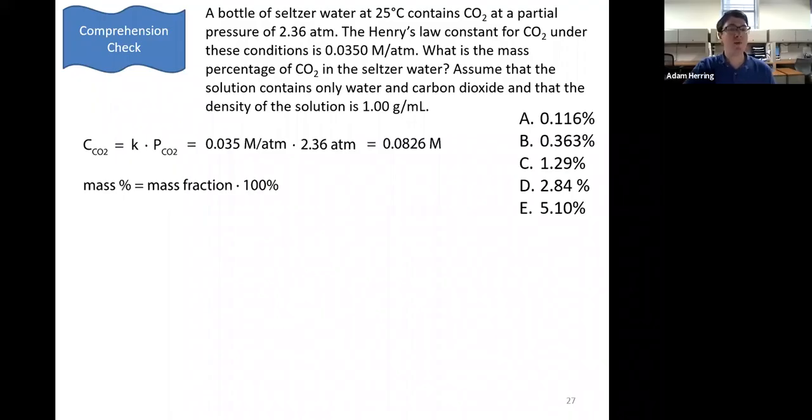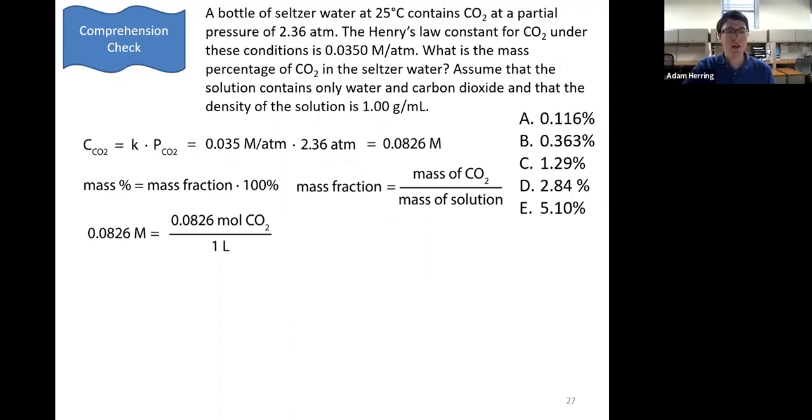Now, we want to find the mass percent. That's equal to the mass fraction times 100%. Mass fraction is defined as the mass of the solute over the total mass. Since we solved for the molarity, we know that that's equal to a ratio, the number of moles of carbon dioxide per 1 liter of solution. When you write it out this way, it's easy to see that all we need to do is convert the moles of carbon dioxide to mass and the volume of the solution to the mass of the solution.